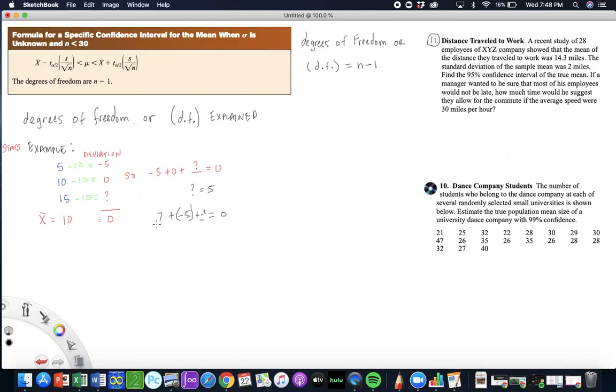So for the degrees of freedom, we could choose any 2 numbers. These can be any numbers we want, to roam free, to be whatever numbers we want. We just know that the last number has to make it so it equals what we want. So this last number doesn't have any freedom at all.